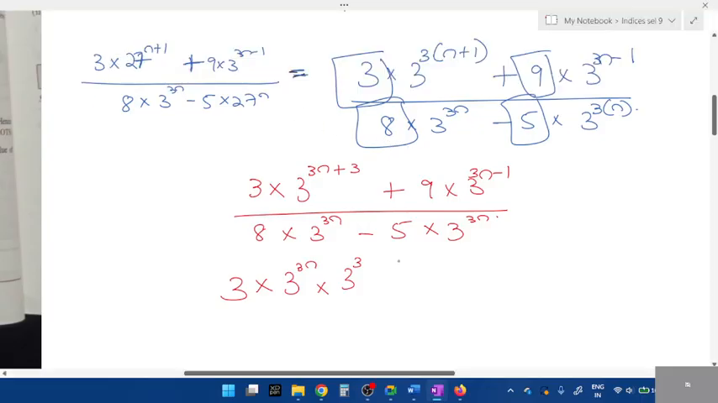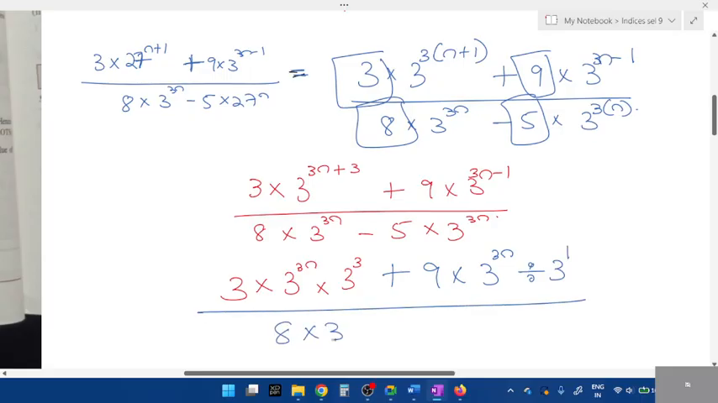Next, plus 9 into, here when you will convert 3n. For minus, what do I put? For addition, I put multiplication. When there is subtraction, you have to put division. 3 to the power of 1. Is this clear?